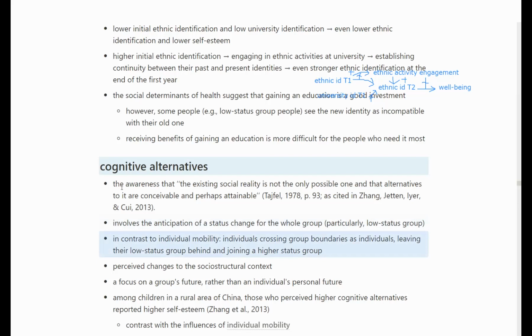And then these cognitive alternatives can be contrasted with individual mobility. So individual mobility refers to a strategy in which individuals cross group boundaries as individuals, leave their low status group behind, and join a higher status group. So this was individual mobility. We have learned this in several previous lectures.